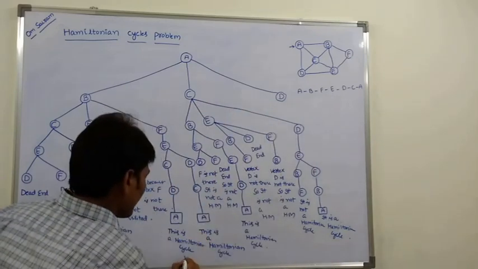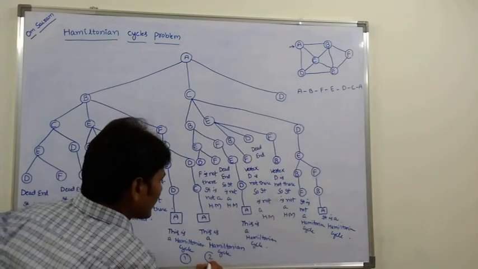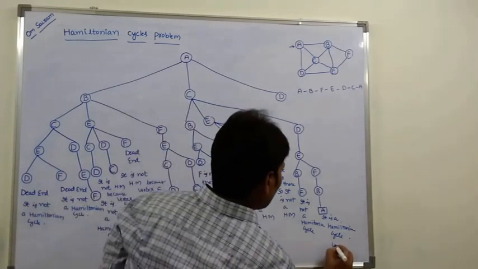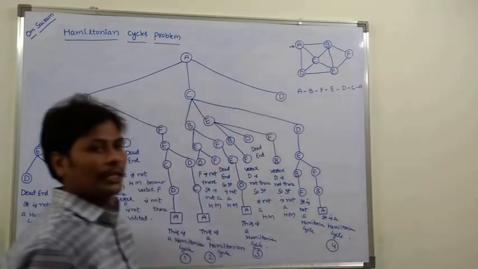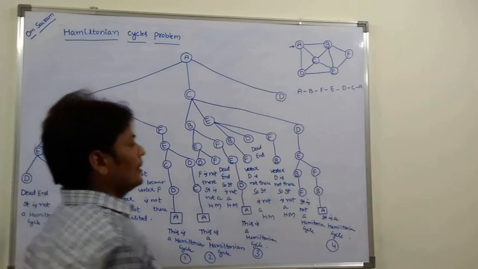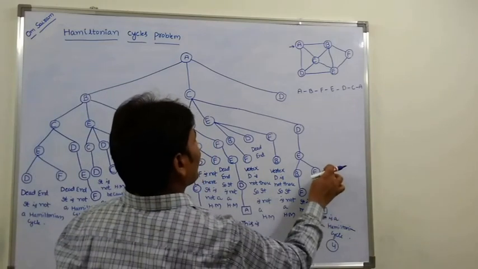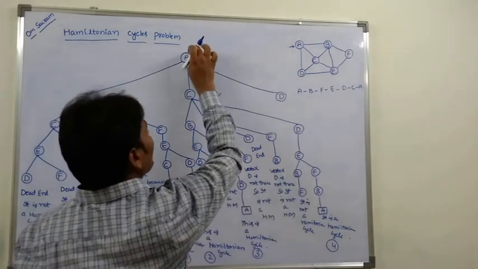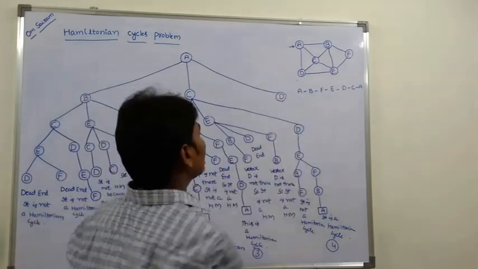So this is the first Hamiltonian cycle. This is the second Hamiltonian cycle. This is the third Hamiltonian cycle. And this is the fourth Hamiltonian cycle. Now we have to backtrack to B, backtrack to F, backtrack to E, backtrack to D, backtrack to C, backtrack to A. Now we consider the vertex D.